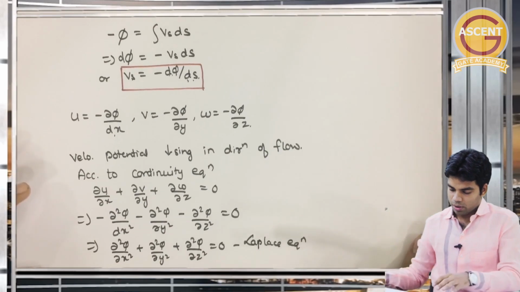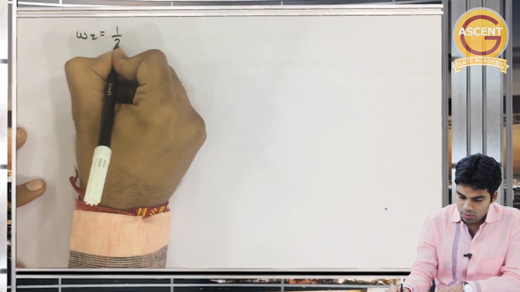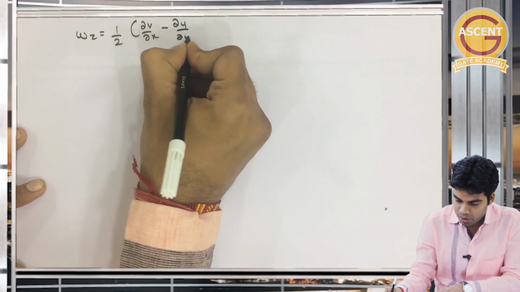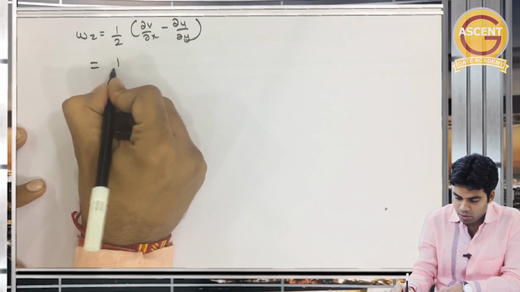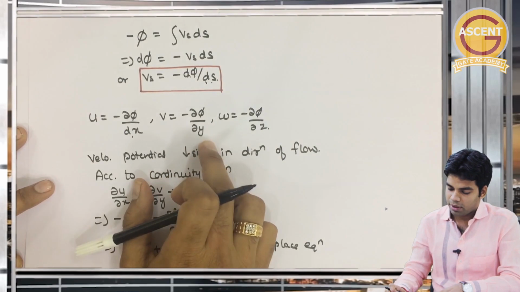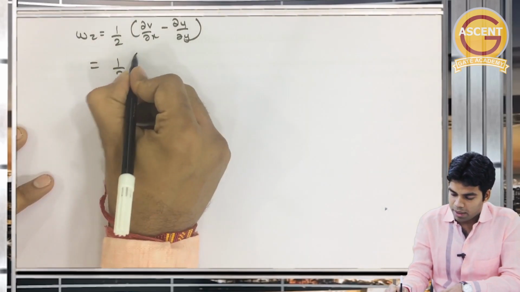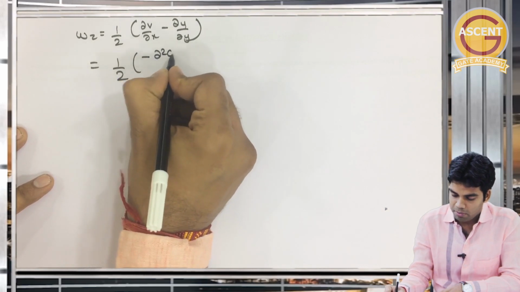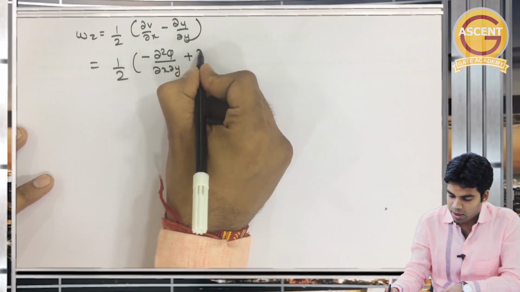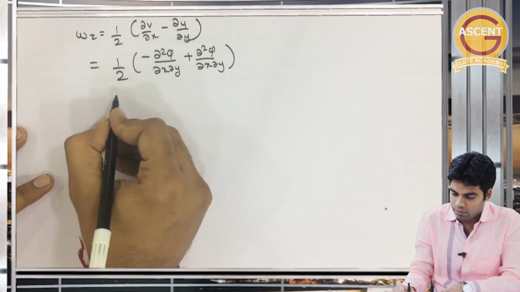Okay, now omega z as we know is 1 by 2 (del v by del x minus del u by del y). Further, this can be written as 1 by 2 del v by del x, and v is equal to minus del phi by del y, u is equal to minus del phi by del x. So this will be equal to minus of del 2 phi by del x del y plus del 2 phi by again del x del y, and this will be equal to 0.